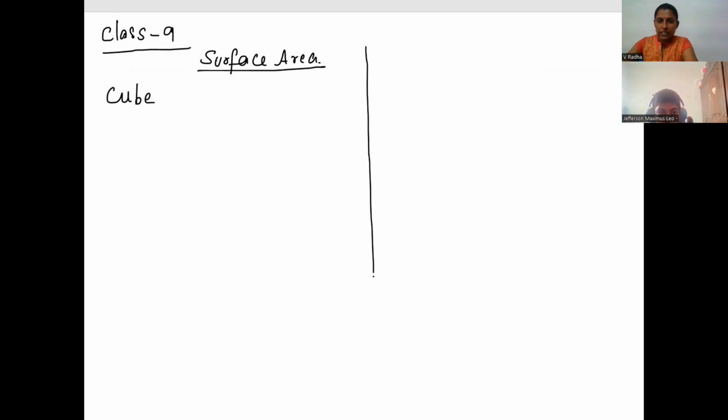Okay, so now first we will learn formulas, all formulas. First we will learn all the surface areas, then volumes, okay? So surface areas. First we move to cube. Okay, cube. So classify them in a table: surface area and volume.